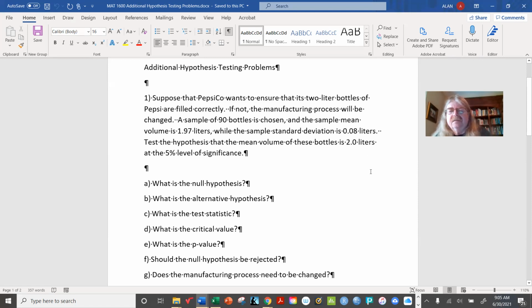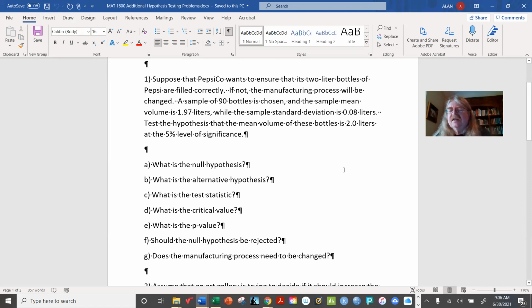Now, the way it's written, I just want to give you a hint here. This is meant to be a two-tailed test. How do you know that? Because we're trying to find out if the bottles contain 2 liters or not. In other words, less than 2 is a problem, greater than 2 is a problem. So therefore, we're going to use a two-tailed test, and this way, whether the bottles are underfilled or overfilled, either way, we'll find out with the test.